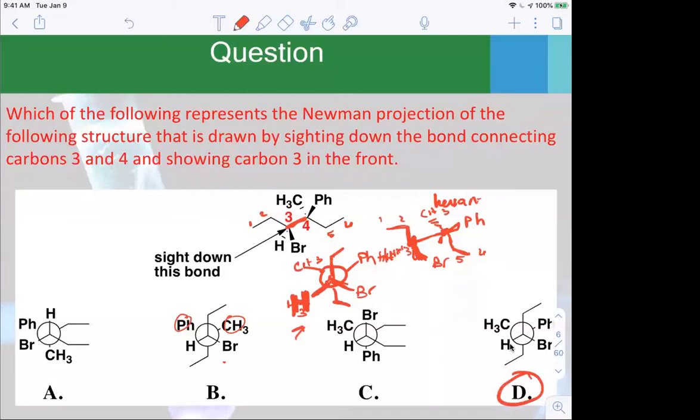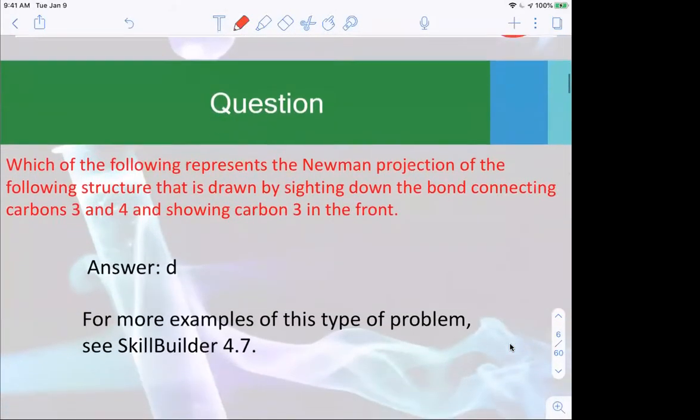You want to make sure that you get all of the groups that are attached to the carbon bonds that you're looking at. And what I had done was I made a mistake, which made it very difficult for me to look because I wasn't looking for the right structure. But this guy is what I drew based on the sawhorse, and that is actually the right answer.